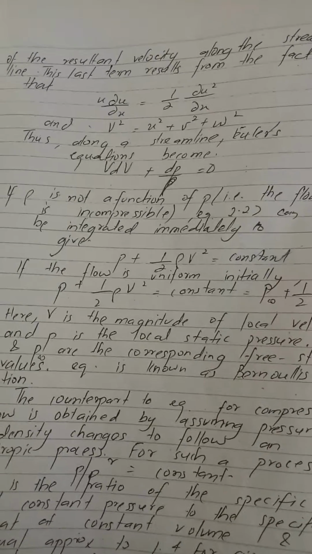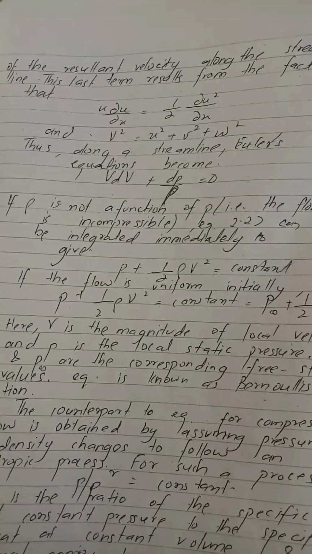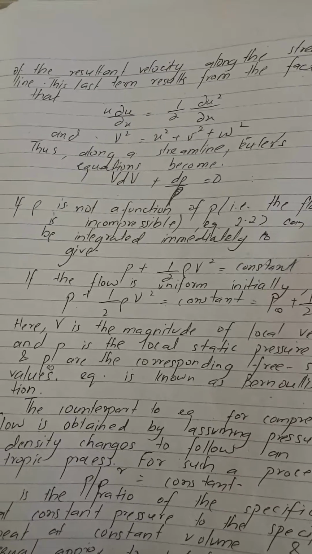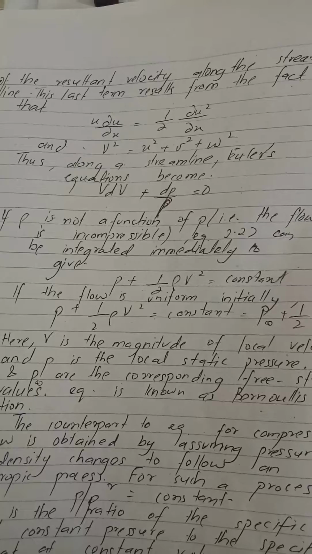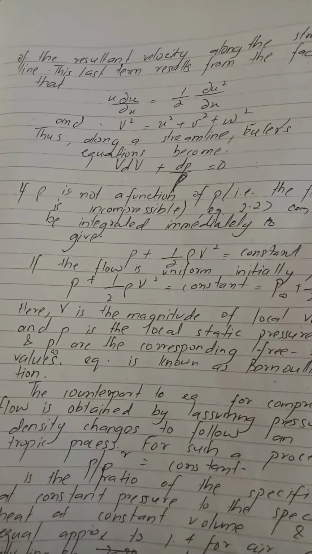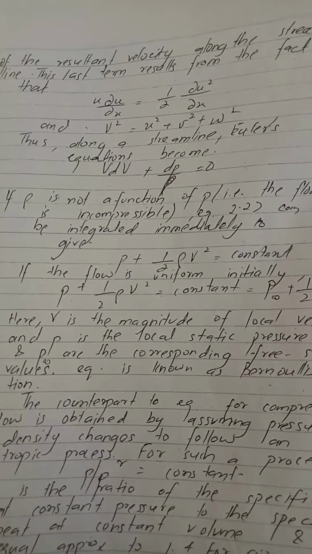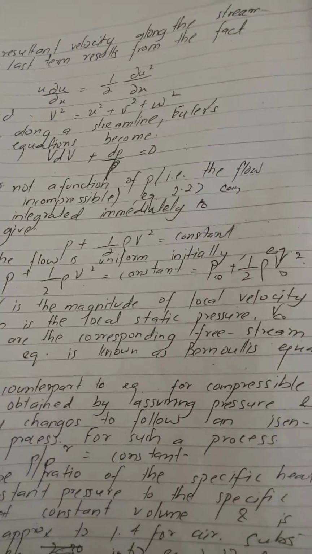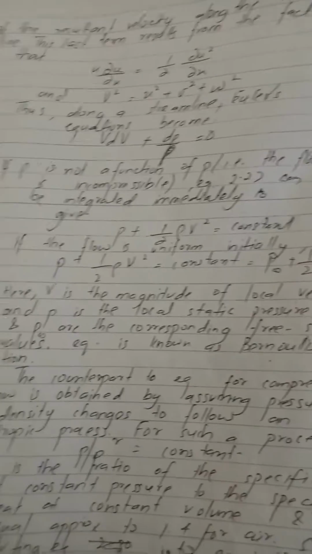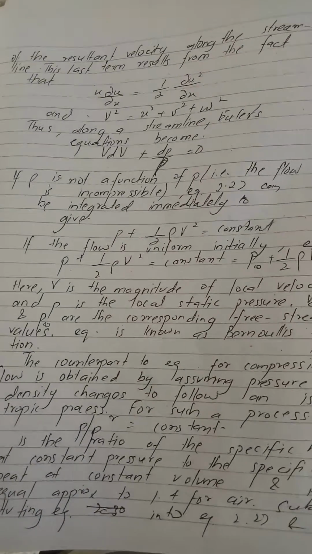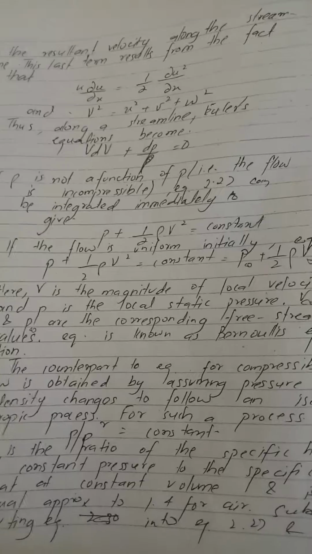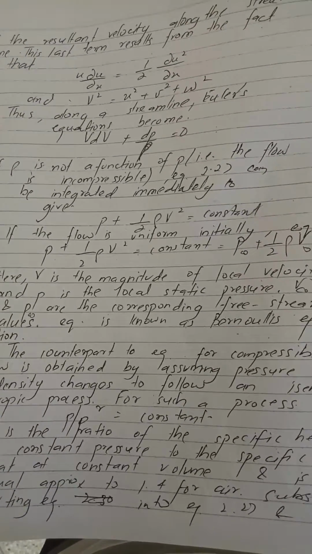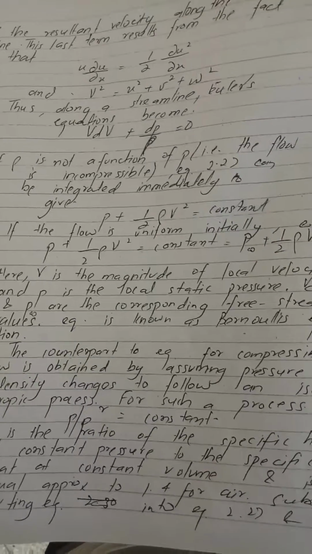If rho is not a function of p, that is, the flow is incompressible, for example, this equation can be integrated immediately to give p plus half rho V squared is equal to constant. If the flow is uniform initially, p plus half rho V squared is equal to constant, equal to p infinity plus half rho V infinity squared. Here V is the magnitude of local velocity and p is the local static pressure. V infinity and p infinity are the corresponding free stream values. This equation is known as Bernoulli's equation.